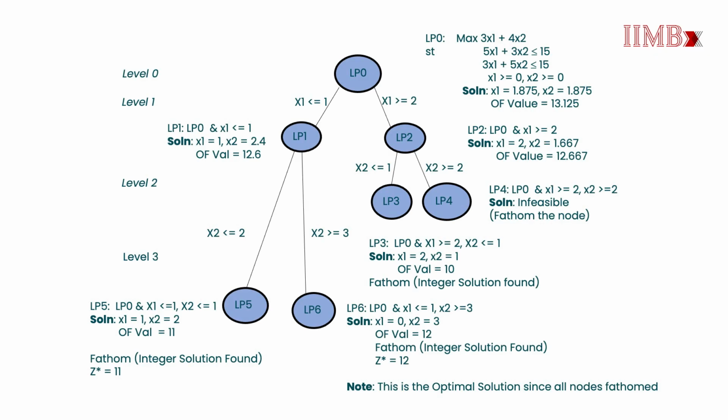Now that we've understood how this branch and bound algorithm would work, let's think about the amount of work we had to do. For this simple integer programming problem with two variables, where the variables could not take a value any greater than 3, it took us LP0 plus 6 other LPs, that is a total of 7 LPs to solve this very simple problem.